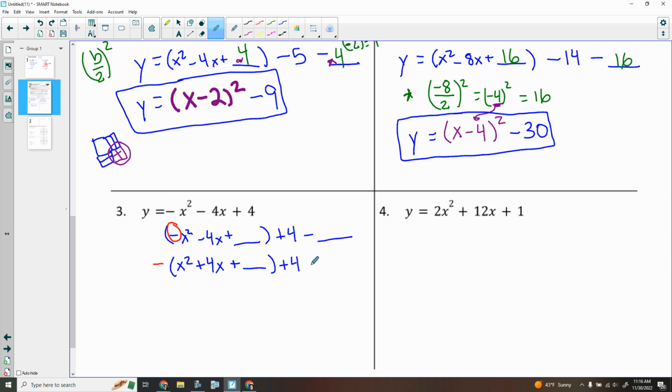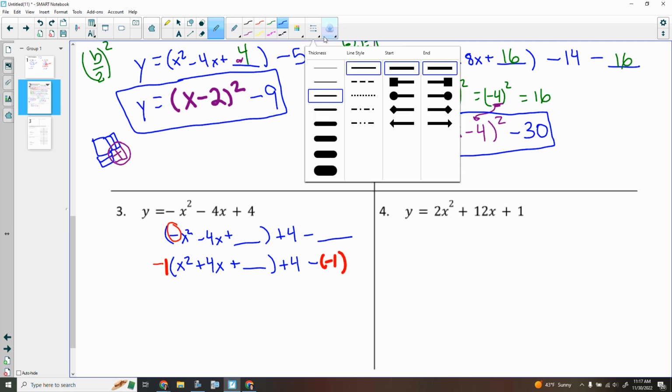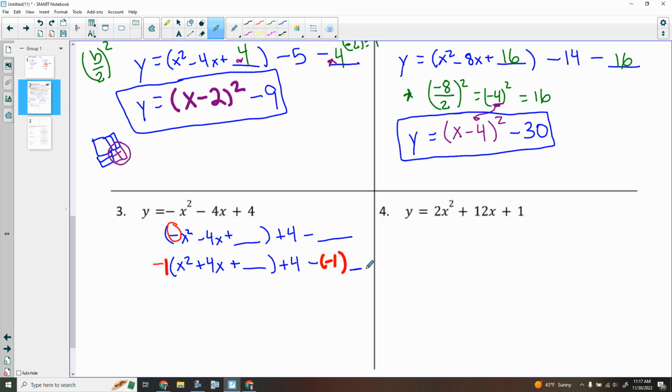Now, because we factored a negative 1 out here, we need to remember that this is going to be a negative 1. So when I'm subtracting, I need to remember that I have the negative 1 that I factored out. That's going to need to multiply by what I am adding to each side.